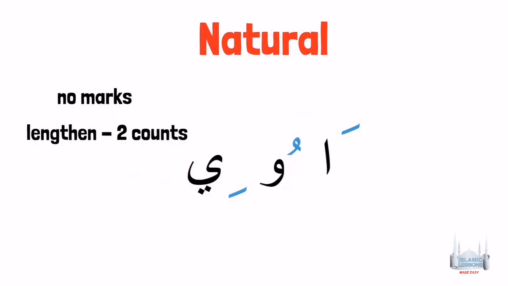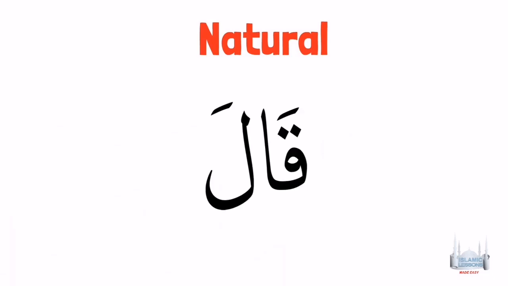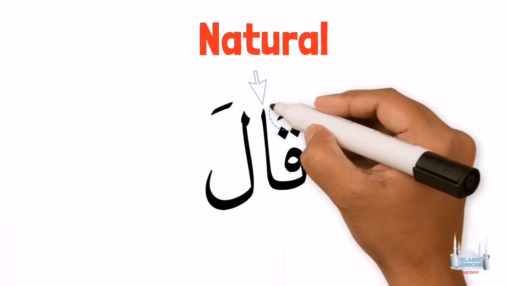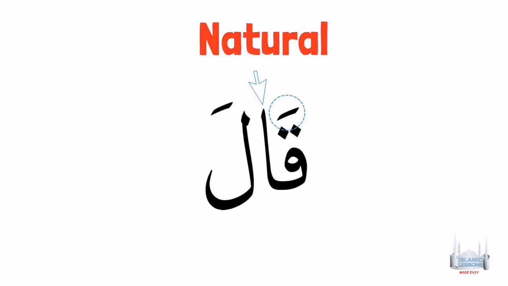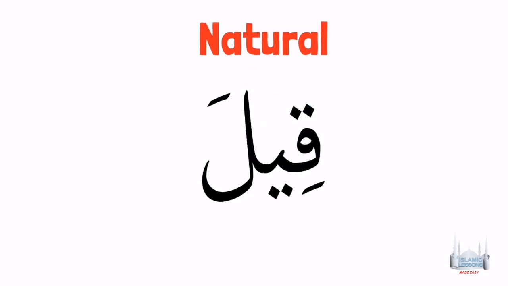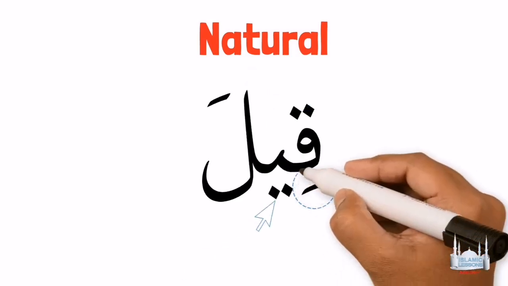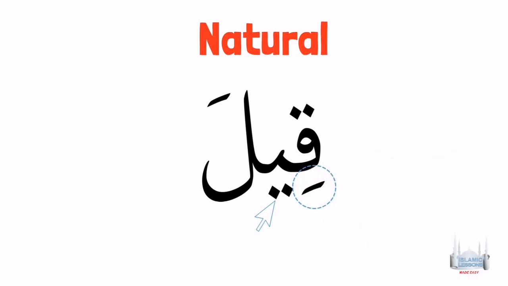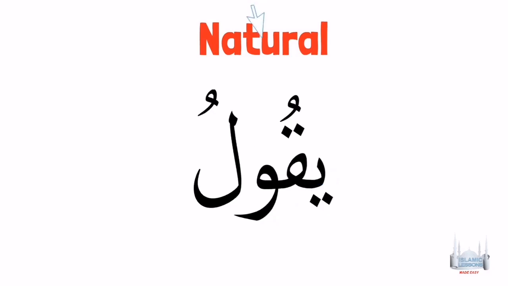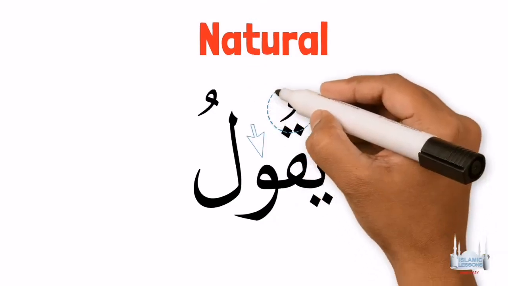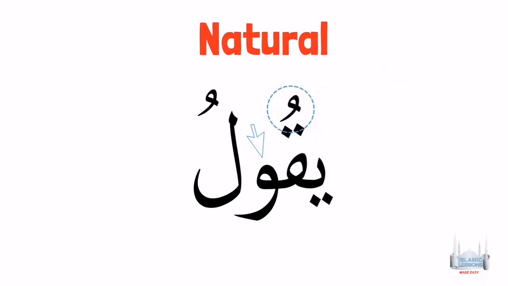Let's do some examples. The letter of mad, the alif, has no mark on it, and the letter before it has a fatha. It reads qala, lengthening the alif for 2 counts. The letter of mad, the ya, has no mark on it, and the letter before it has a kasra. It reads qila, lengthening the ya for 2 counts. The letter of mad, the waw, has no mark on it, and the letter before it has a dhamma. It reads yaqulu, lengthening the waw for 2 counts.